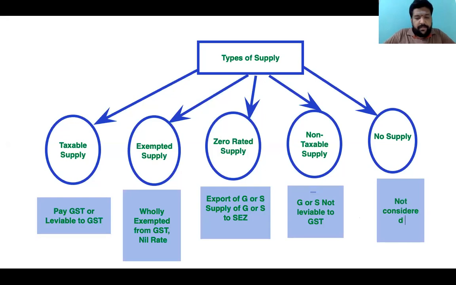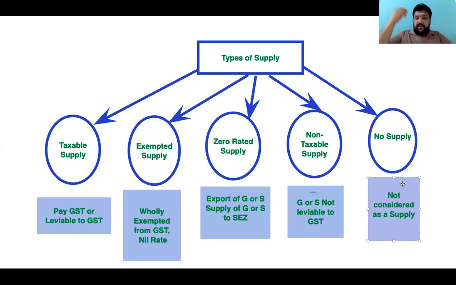Considered as a supply. It's a supply only. You can decide further now whether it is a taxable supply, exempted supply or not. First, it is neither supply of goods nor supply of service category. Kindly note, neither supply of goods nor supply of service category. Sir, what do you mean by this category?